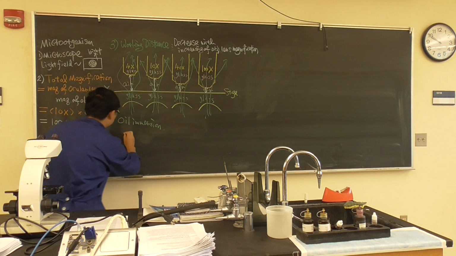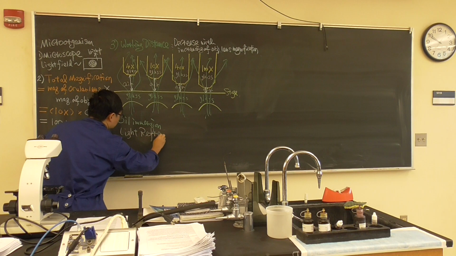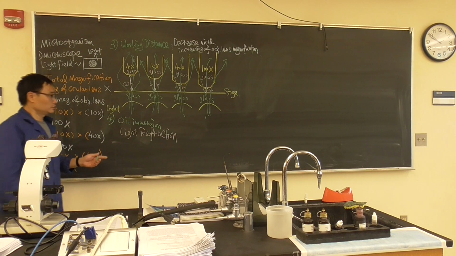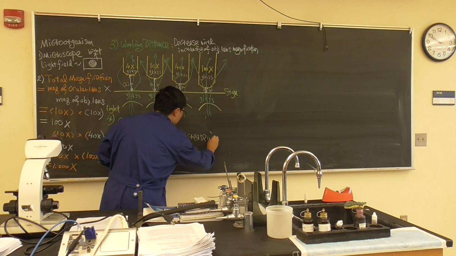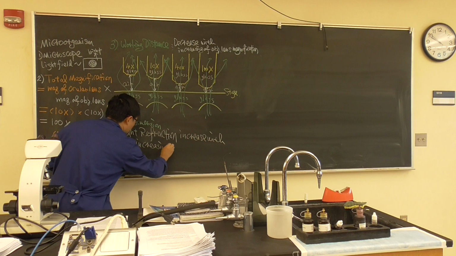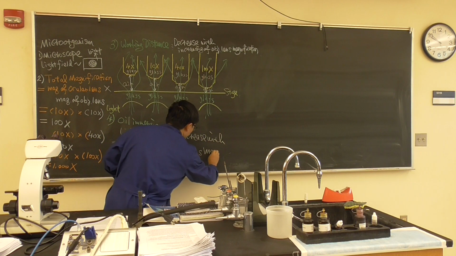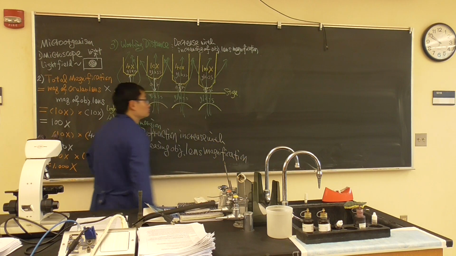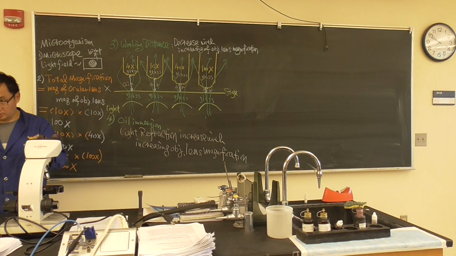We call it light refraction. And this light refraction will be increased with increasing objective lens magnification. So what happened? It will be very fuzzy, which means you cannot see the specimen.